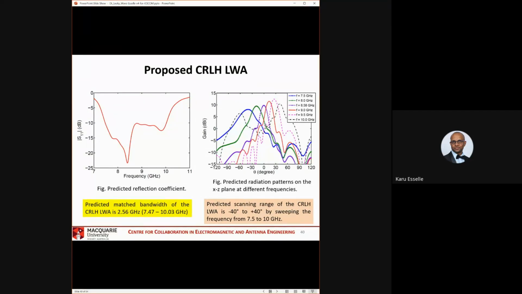So to change the beam direction, we change the frequency, just like normal standard leaky wave antennas. When you change the frequency from 7.5 gigahertz to 10 gigahertz, the beam direction changes from minus 40 degrees here to plus 40 degrees here. Now there is something special in this antenna that we did not have before. That is, you can sweep the beam, steer the beam across both sides, theta equals 0.